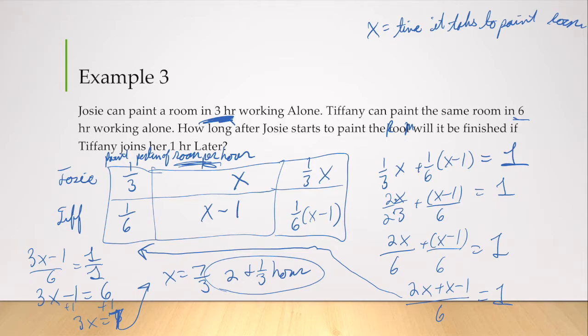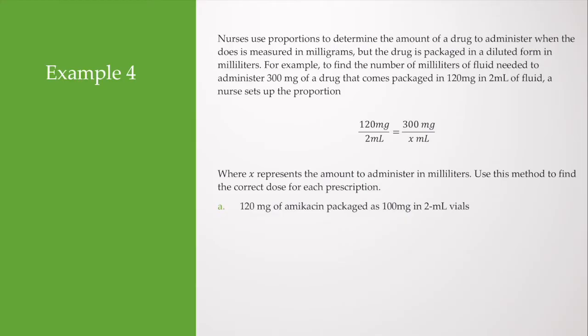This last application is nursing based. Nurses use proportions to determine the amount of a drug to administer when the dose is measured in milligrams, but the drug is packaged in a diluted form in milliliters. So for example, for the number of milliliters of fluid needed to administer 300 milligrams of a drug that comes packaged in 120 milligrams per 2 milliliters of fluid, you'd set up this proportion.